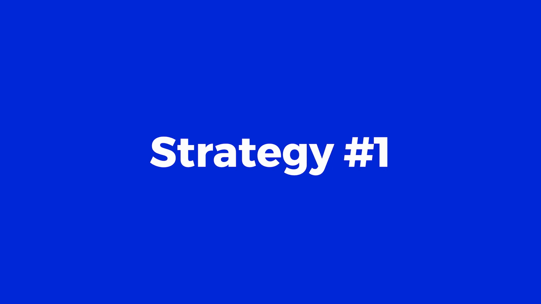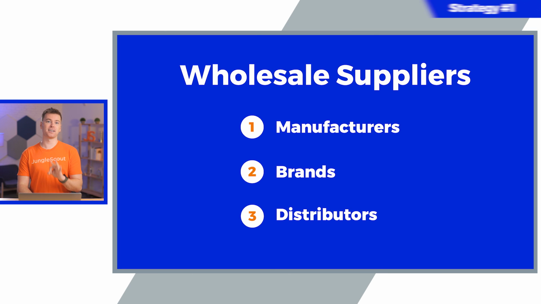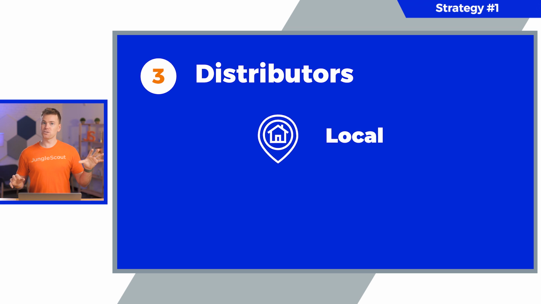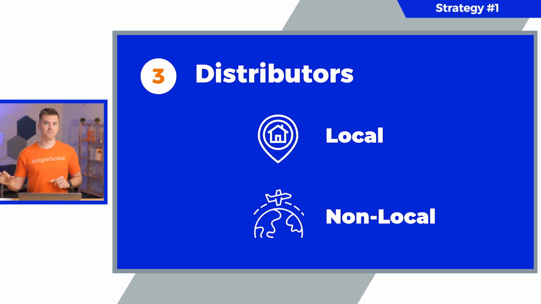We'll start with this first one here, and remember, there are three different types of suppliers. Let's pick on distributors first. Now with distributors, there are two different types. There's local distributors and there's non-local distributors. But the same strategy applies for finding both of them.